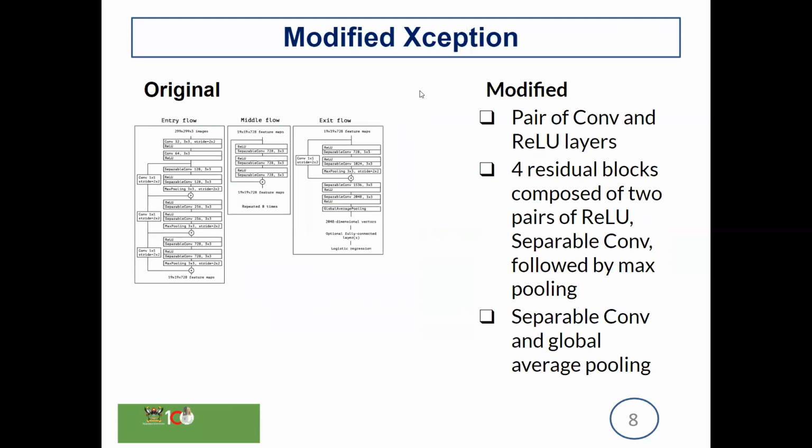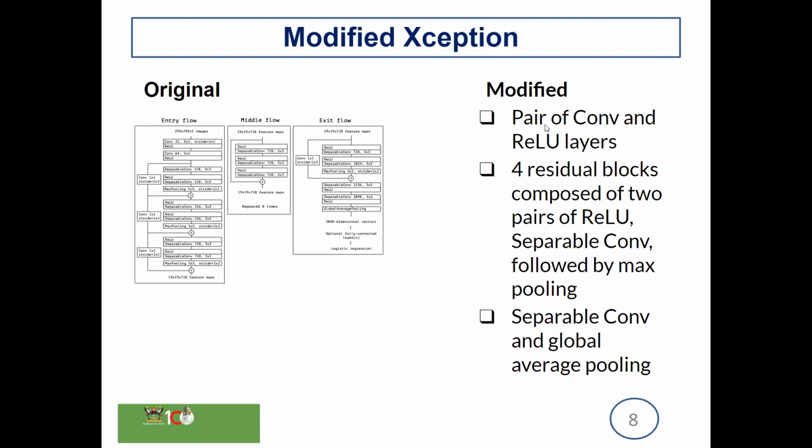For their modified Xception model, they took a subset of layers from the original Xception. On the left hand side, I have the original architecture, and on the right hand side, I have a summary of their proposed Xception.